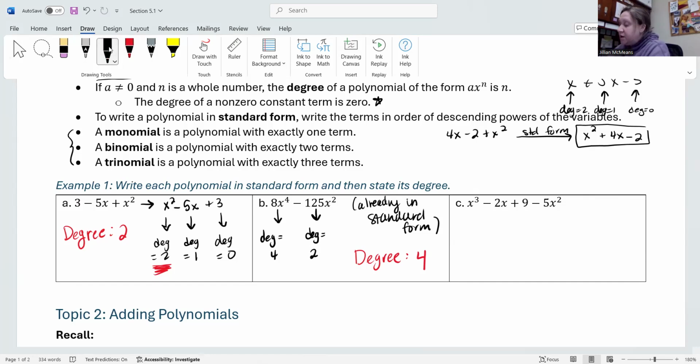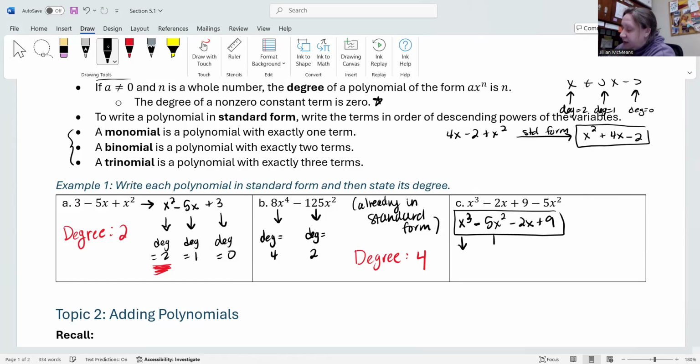All right. And then part C, we have x to the third minus 2x squared plus 9 minus 5x squared. This is definitely not in standard form, so let's take a minute. We're going to write the terms in descending order of their powers. x to the third has the highest exponent, so it will stay first. But then negative 5x squared is going to be second because it has the next highest exponent. Now we have negative 2x and 9. Negative 2x has an exponent of 1, and then we always end with a constant. So that is now standard form.